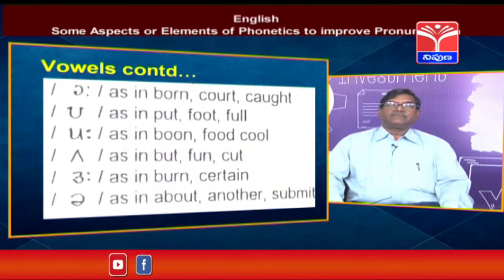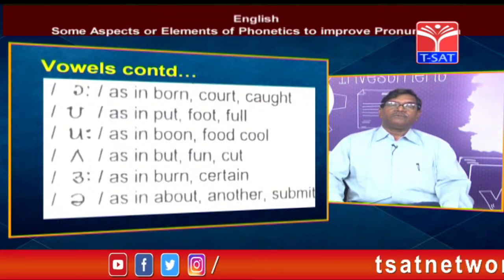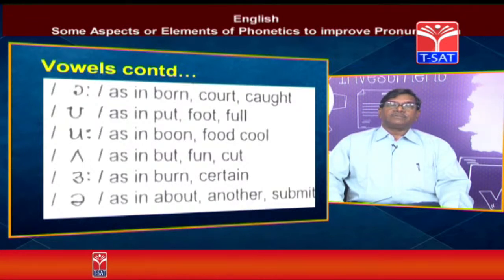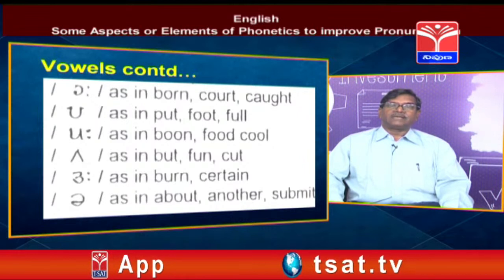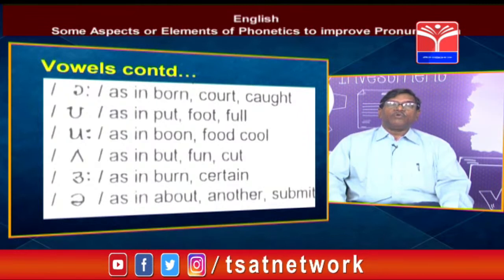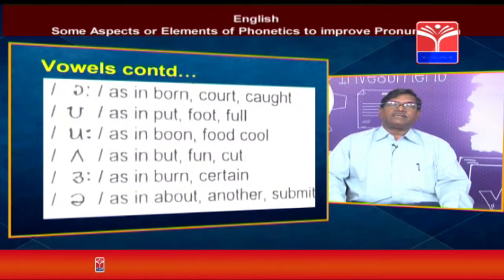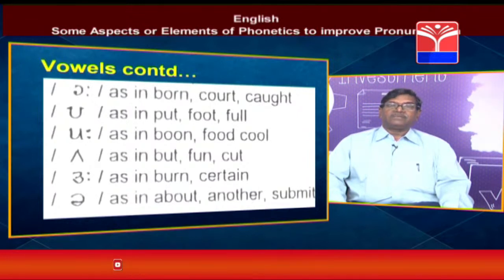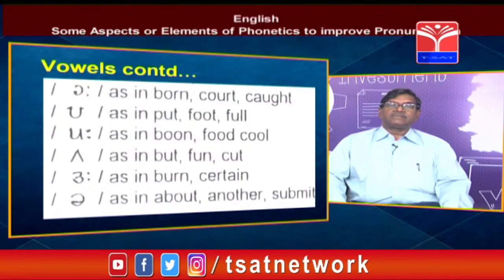And then the last three vowel sounds. In the case of the words but, fun, cut, look, the symbol is an inverse V within slanted lines. That is the symbol of the sound, short but not weak. It is a strong sound: but, fat, cut. So, it is a strong sound.